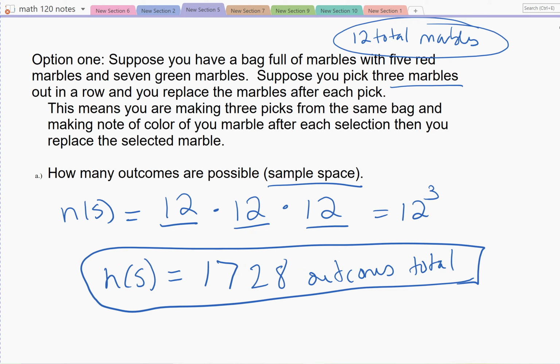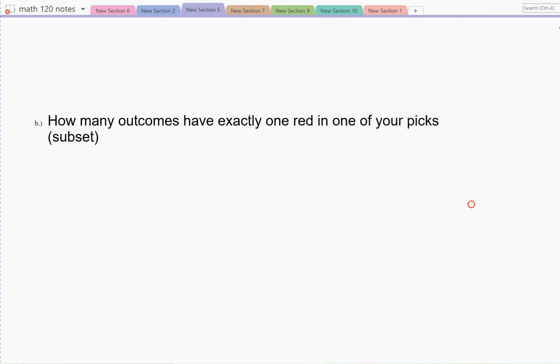Now we're going to look at a couple of subsets of this, keeping the same setup. Same bag of marbles, same colors, 7 green, 5 red. Now we're going to look at some subsets.